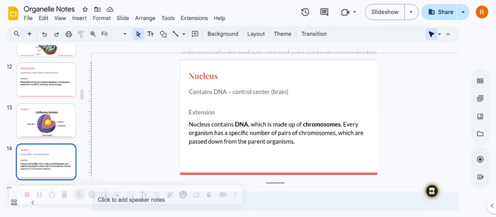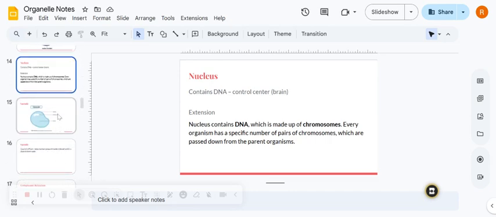If you're filling in the extension section, the nucleus contains DNA, which is made up of chromosomes. Every organism has a specific number of pairs of chromosomes, which are passed down from the parent organisms. So we have 46 chromosomes as humans. Other organisms have a different number of chromosomes, which means they have a different total amount of DNA. The nucleus is the place where all that DNA is stored.